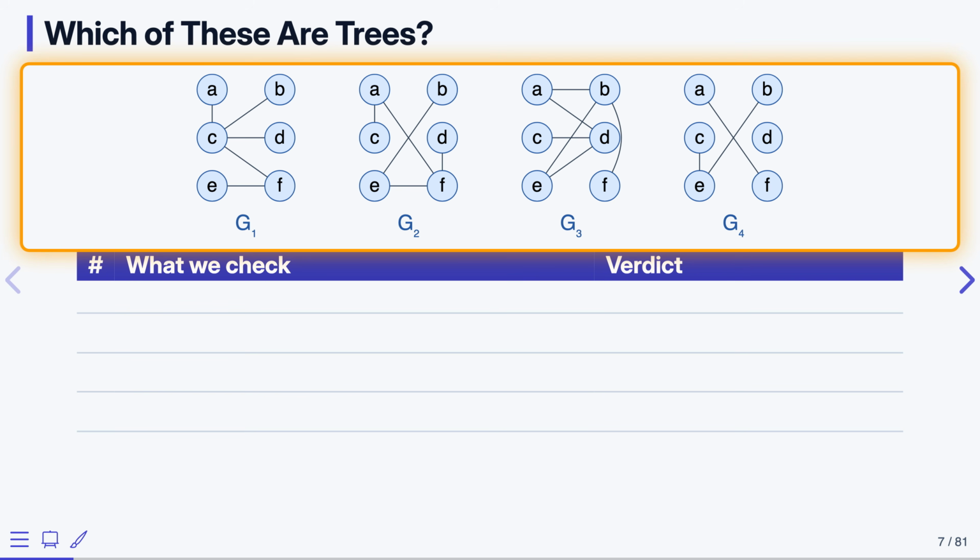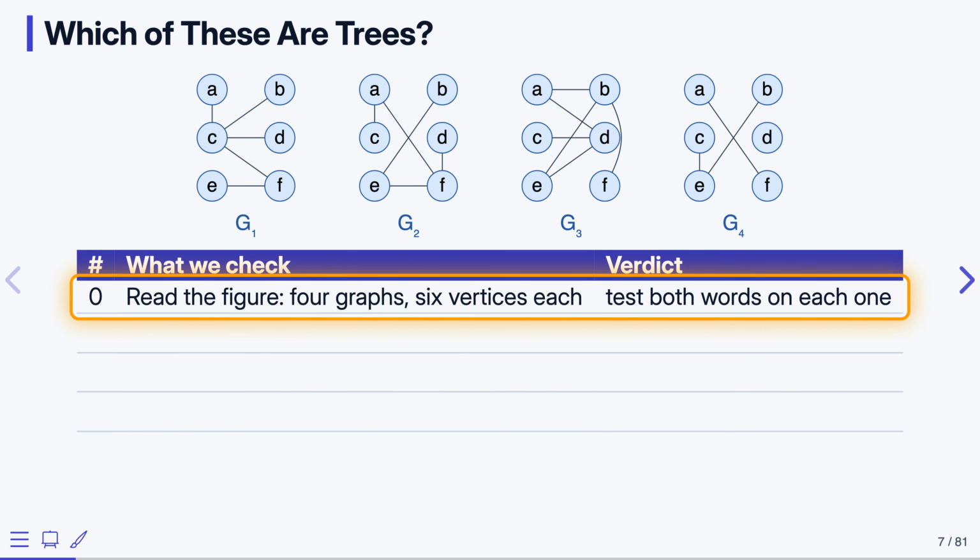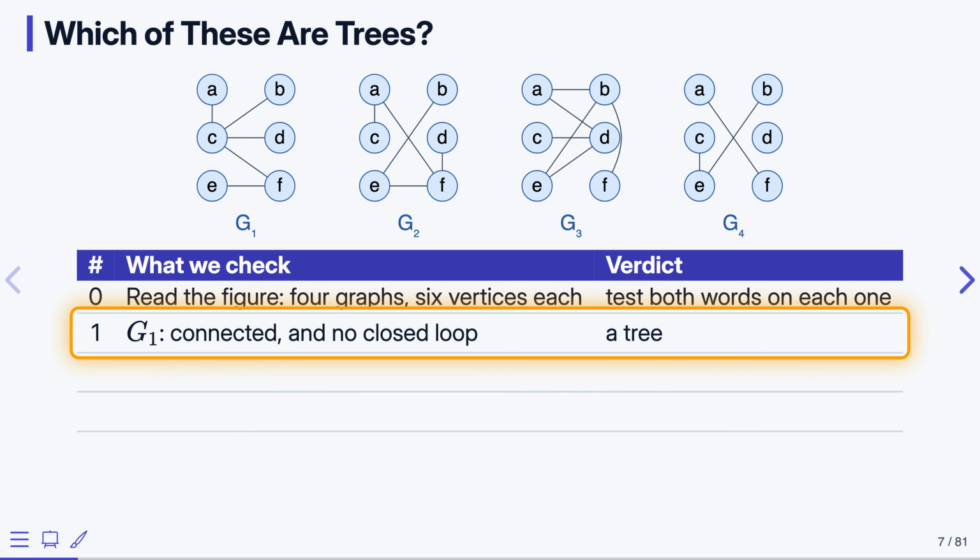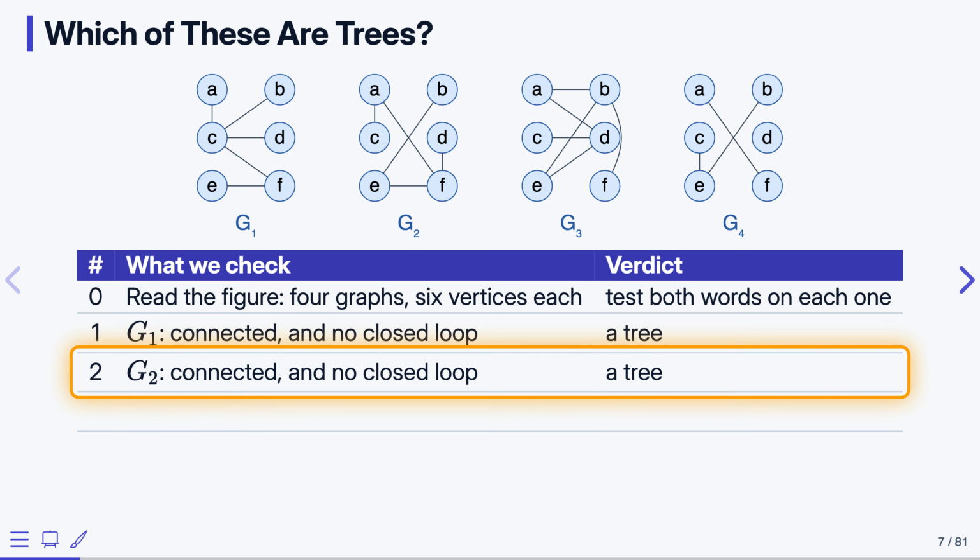Look at the figure. 4 graphs, 6 dots each, named G1 to G4. We test both words on every one of them. Start with G1. You can reach every dot from every other dot, so it is connected, and no path closes back on itself, so G1 is a tree. Now G2. Again, every dot is reachable, and again there is no loop, so G2 is a tree as well.